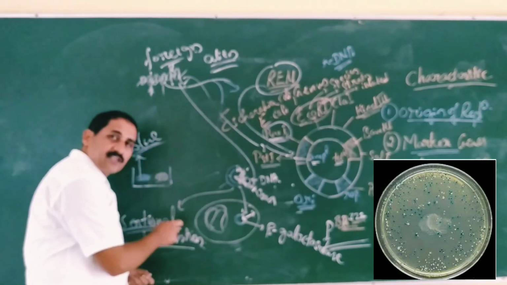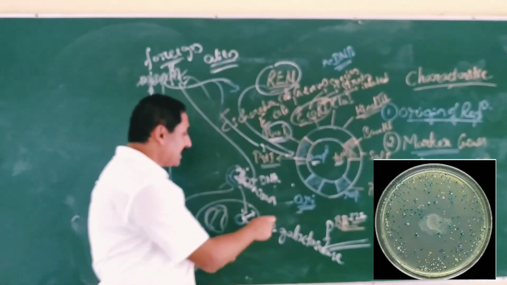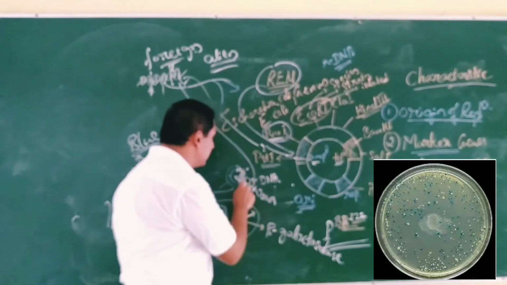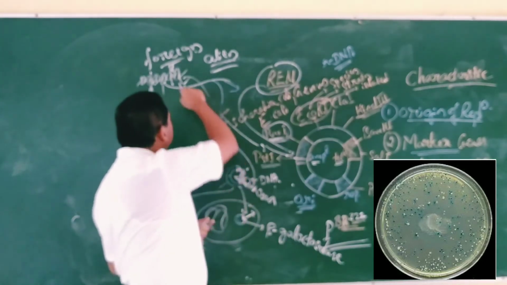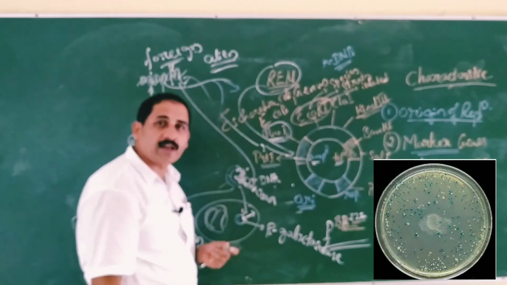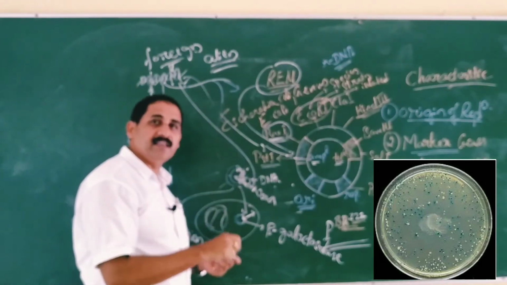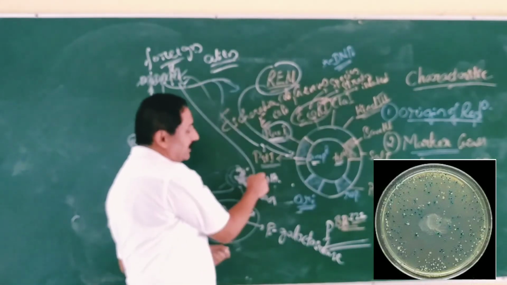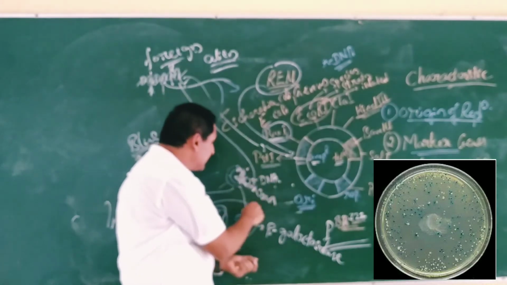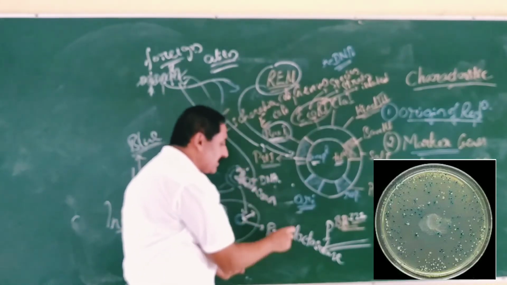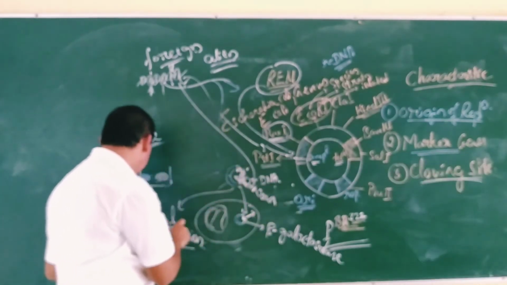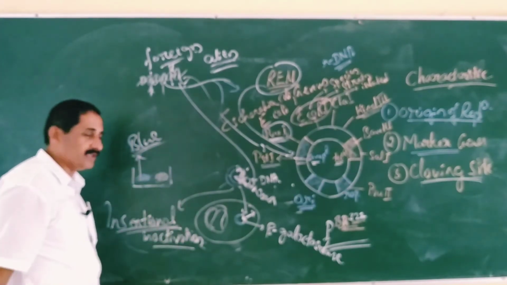So, insertional inactivation means inactivation of a specific gene in the plasmid vector by inserting the foreign DNA or alien DNA. The insertion of a foreign DNA or alien DNA that inactivates the production of a specific enzyme in the plasmid is called insertional inactivation.